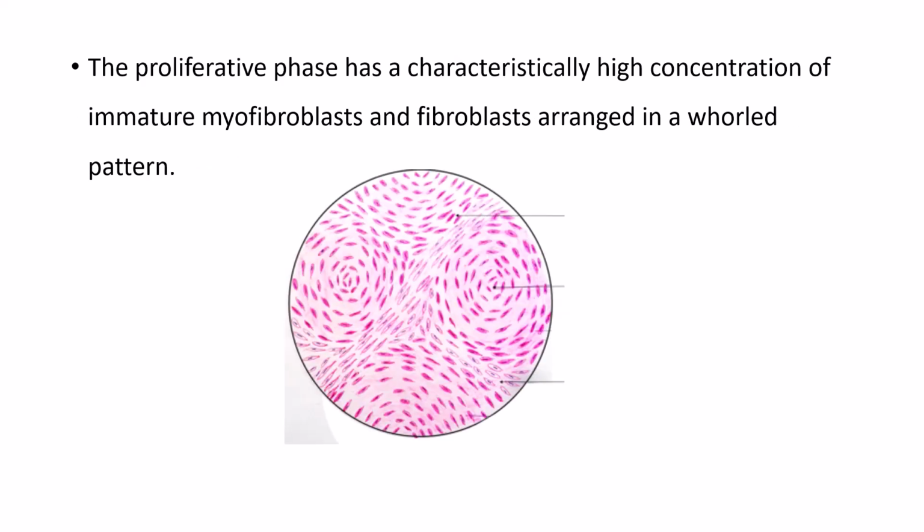The proliferative phase has a characteristically high concentration of immature myofibroblasts and fibroblasts arranged in a whorled pattern. This is a whorled pattern, like a flower petal in circular motion.